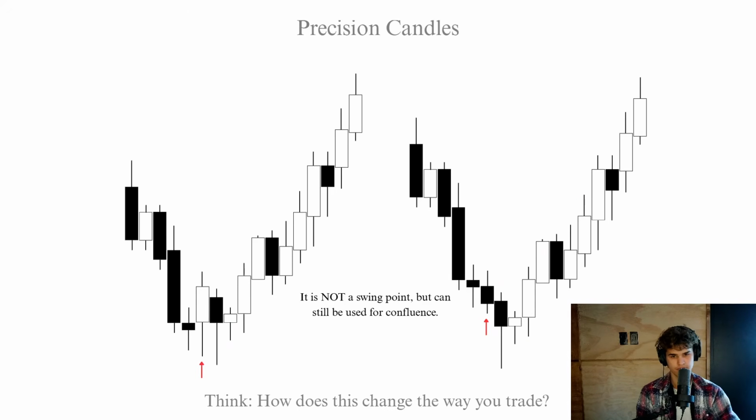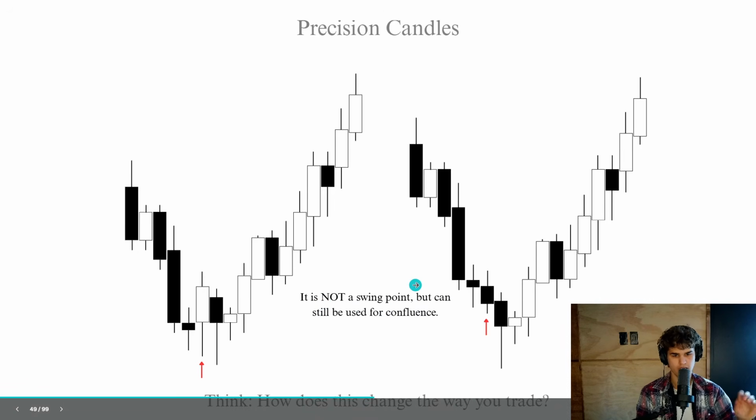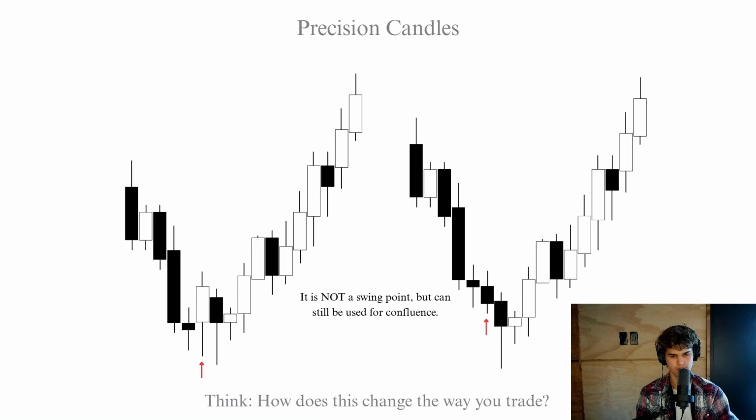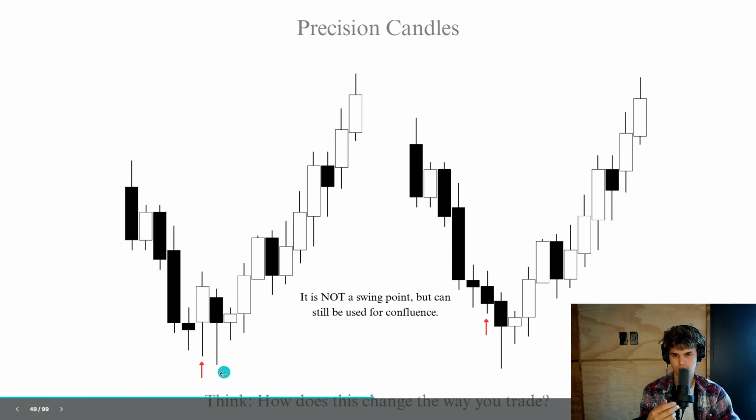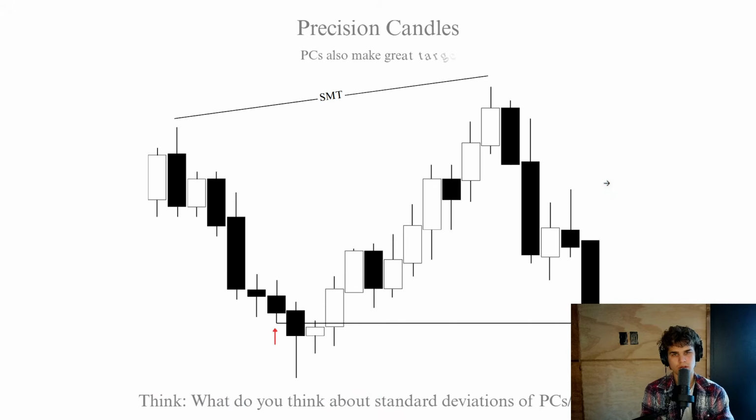Precision candles. It's not a swing point, but it can still be used for confluence. Think, how does this change the way you trade? In my opinion, it didn't change much for me, but it can and it has changed a lot of traders' lives. This one concept, differentiating between precision candles and precision swing points, is something that can be valuable. Now, notice how both of these are not swing points, swing lows. If either one of these are swing lows, you could count it as a PSP. Yeah. So, anyways, rolling into the very last slide.